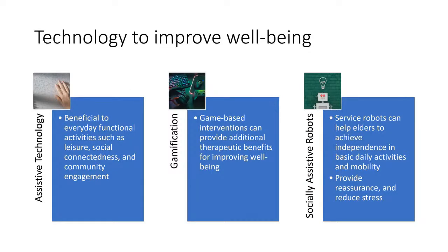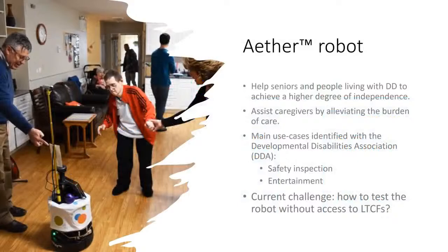That is why the Ether robot was created in a collaboration with the Developmental Disabilities Association, DDA. Ether is a socially assistive robot designed to help seniors and people living with developmental disabilities to achieve a higher degree of independence and to assist caregivers by alleviating the burden of care. The main use cases identified with DDA are safety inspection, where the robot searches for safety hazards or fallen people, and entertainment, where it performs cognitive stimulation activities.